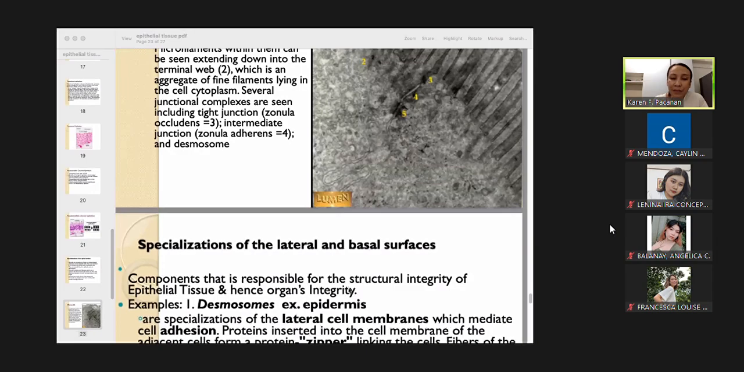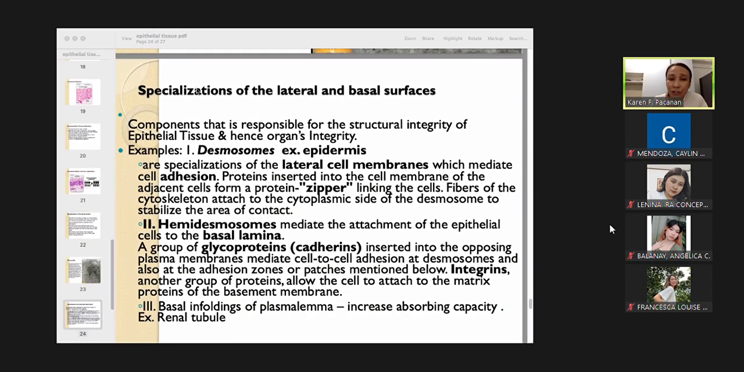Next, let us proceed with the specializations found at the basal surface. Meron din kasi included dito found laterally. So unahin muna natin yung specializations found at the basal surface. The first one is the hemidesmosome, and the second one would be the basal enfoldings of plasmalemma. Again, hemidesmosomes and basal enfoldings of plasmalemma are examples of specializations found at the basal surface.